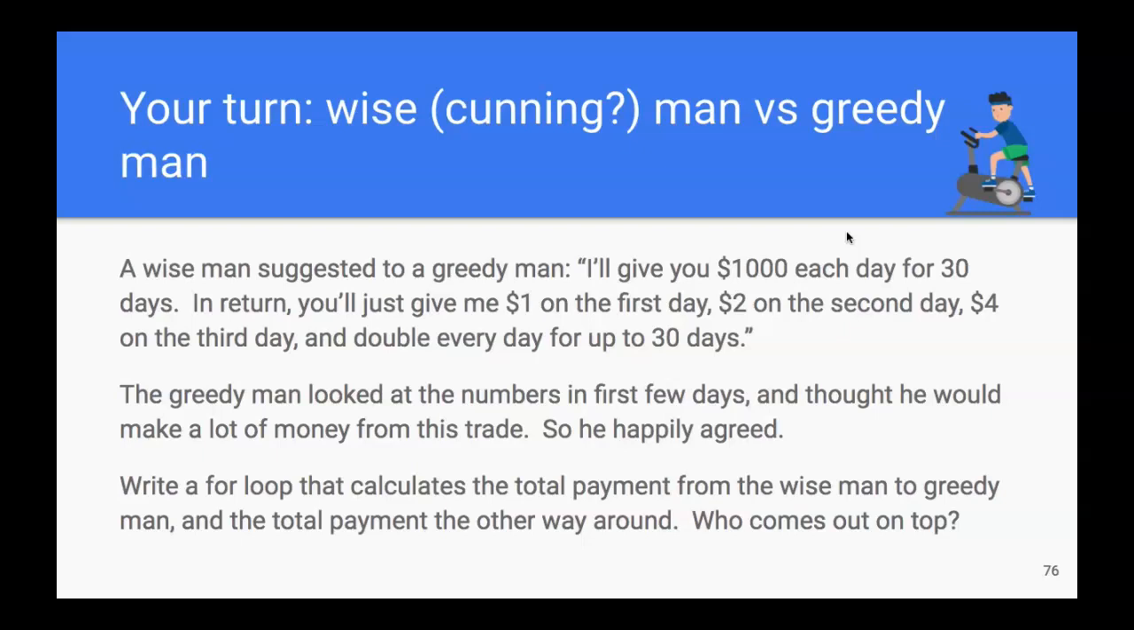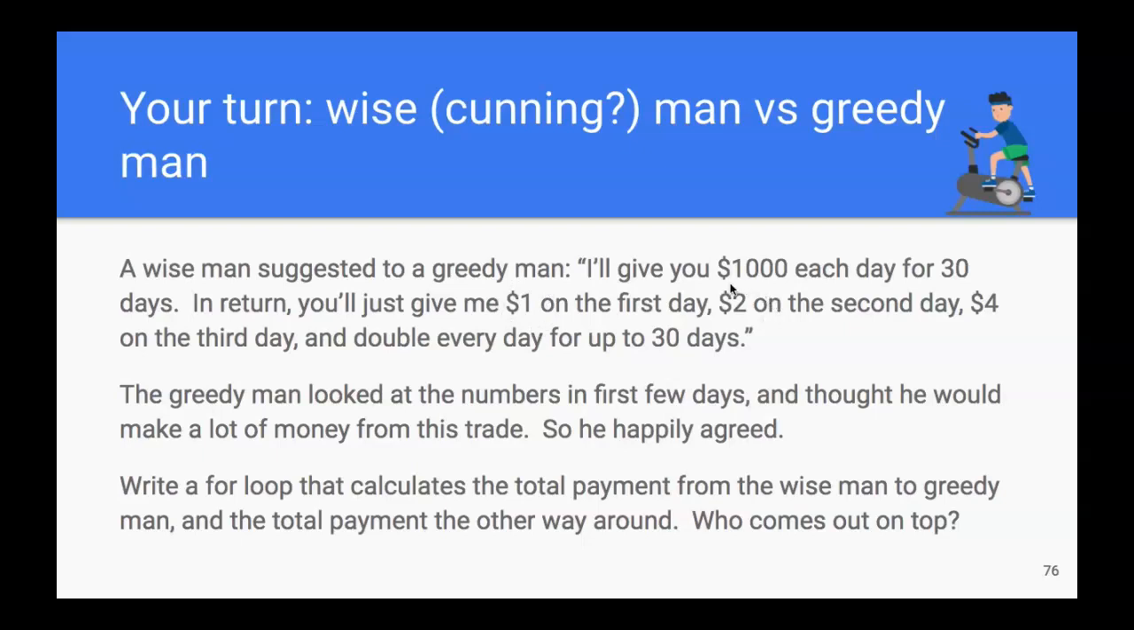I forgot the exact origin of the story and I don't remember the detail, but this is pretty close to what I heard as a kid. So, there's a wise man and there's a greedy man. And the wise man said to the greedy man, okay, I'll give you $1,000 every day for the next 30 days. Now, in exchange for that, on the first day, you give me a buck.